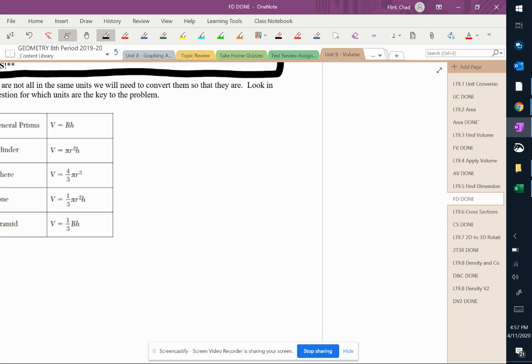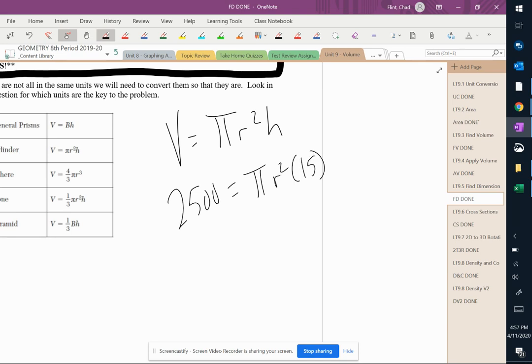Random example here. Let's just take a cylinder. So a cylinder formula is pi r squared h. That's the volume of a cylinder that you've already done. So let's say that the volume was randomly 2,500, and it said the cylinder was, let's say, 15 tall. So it would be pi r squared times 15. So first of all, we put into the formula what we know. We know the volume, we know the height. We do not know the radius. So we need to isolate that r squared.